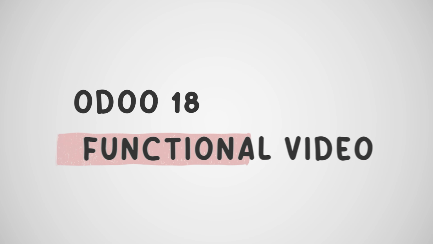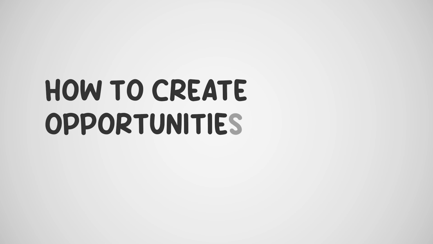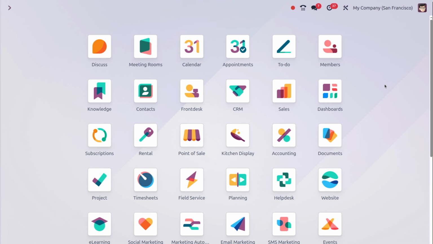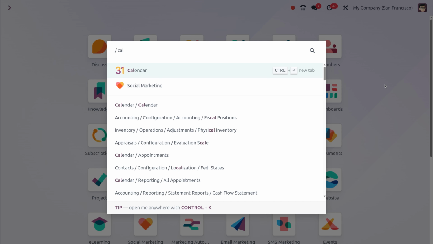Today we are going to discuss how to create opportunities from appointments in your Odoo calendar module. It's a very easy and simple step. You just need to enable one configure option called create opportunities, and this option will capture information from scheduled appointments and create opportunities in the CRM app. So without wasting any time, let's directly move to the calendar module.